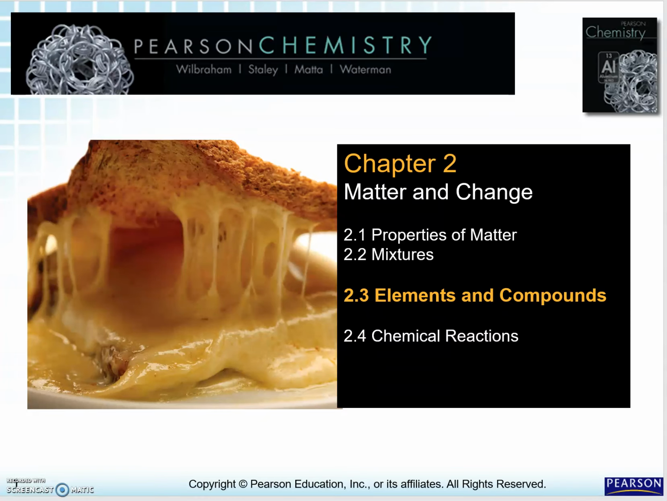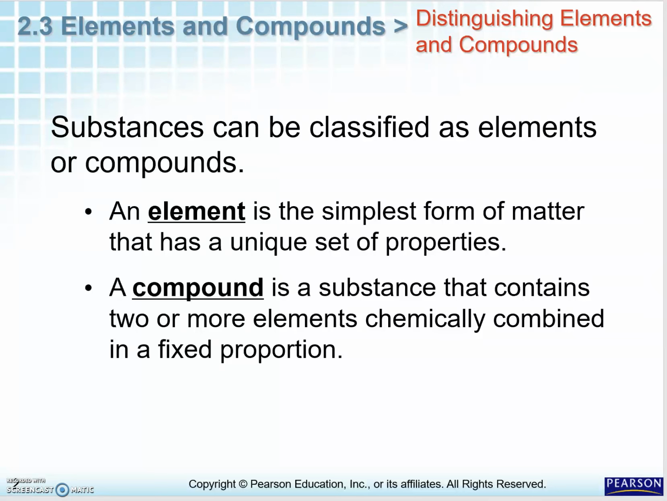So today we're going to be talking about the difference between elements and compounds. An element is the simplest form of matter that has a unique set of properties. So if you were to look at a periodic table, every single one of those are elements. Whereas a compound is a substance that contains two or more elements that are chemically bonded together.